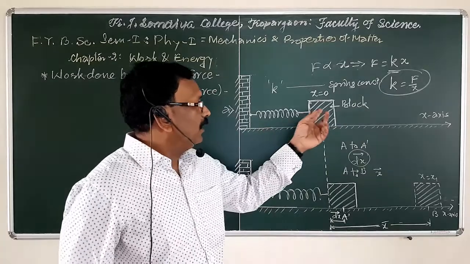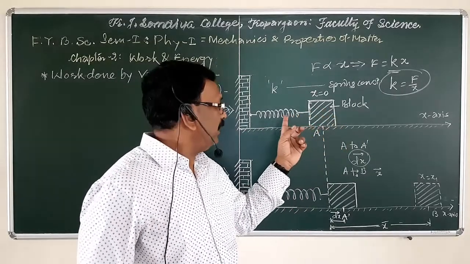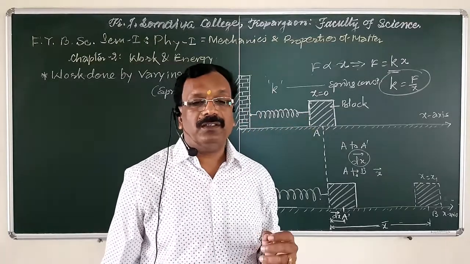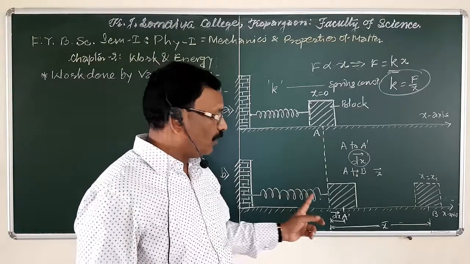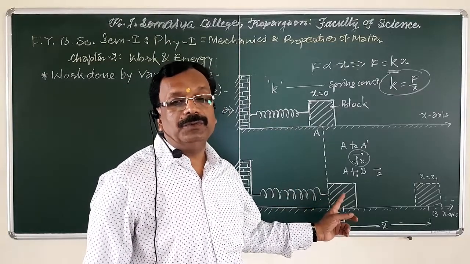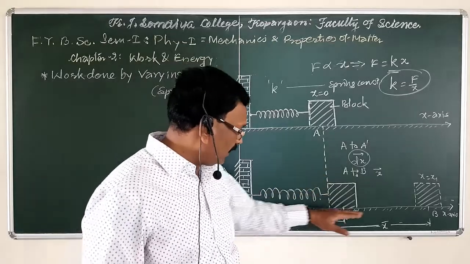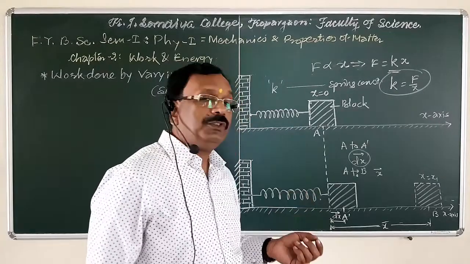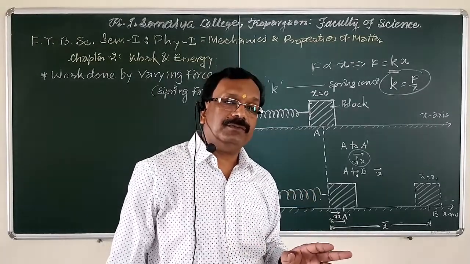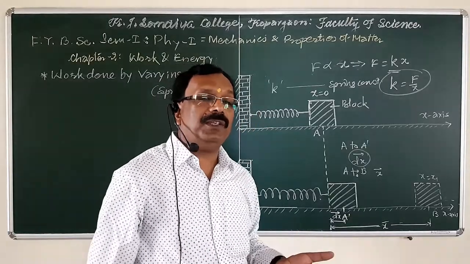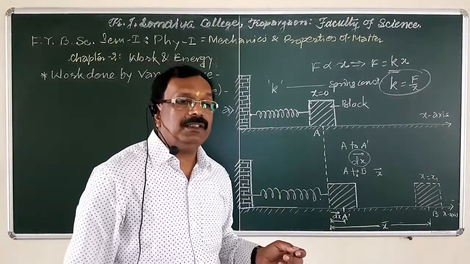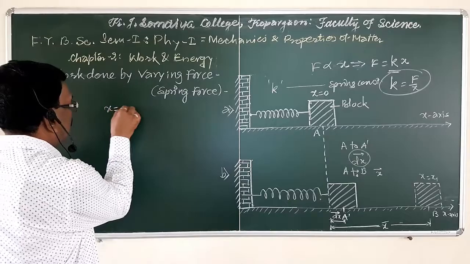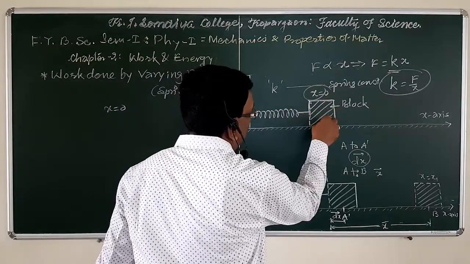And here, one end of the spring is fixed to a rigid support such as a wall, whereas the other end is tied to a block placed on a smooth horizontal surface. Why should the surface be smooth? There should be no friction. When there is friction, there is a loss of energy. Now, consider the working. Initially, let x is equal to 0. That means this position. The block is at this position.